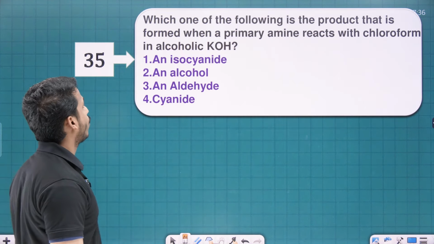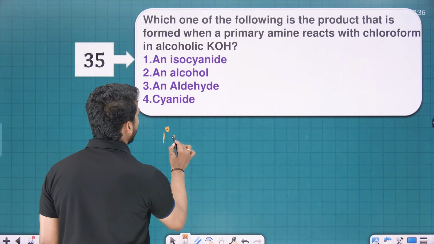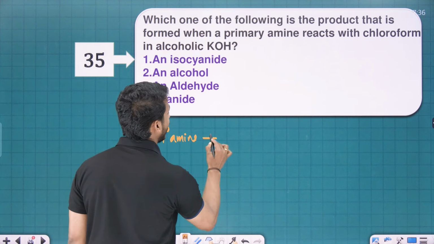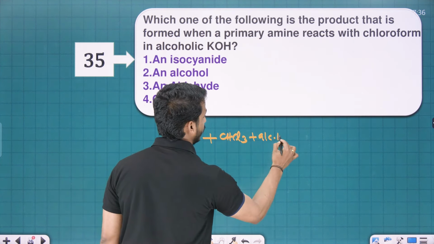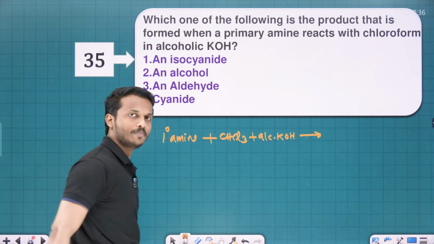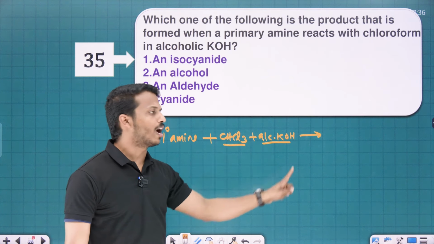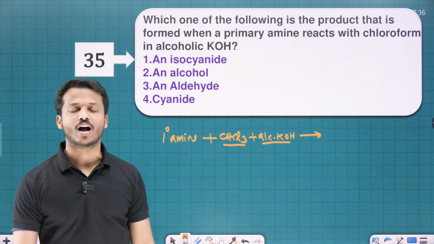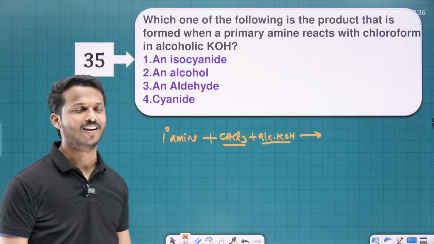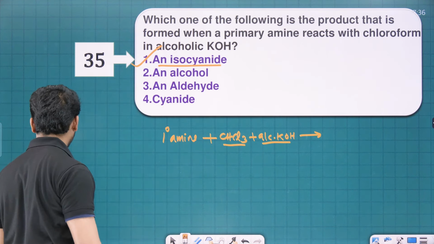Now, which one of the following is the product that is formed when a primary amine reacts with chloroform and alcoholic KOH? Yes, what is this reaction? When a primary amine reacts with chloroform and alcoholic potassium hydroxide, we get isocyanide. Isocyanide, the foul smell, right? So where is isocyanide? Yes, option A, isocyanide.